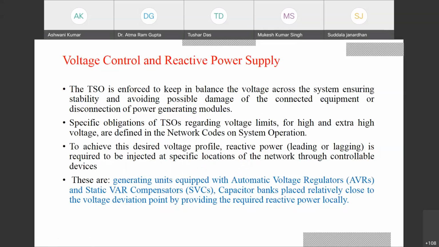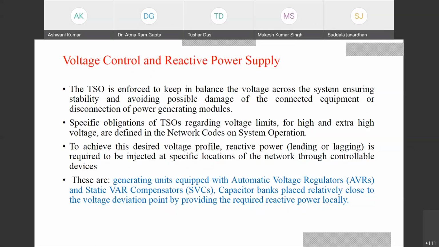Then voltage control and reactive power, I've already talked about. There are certain important components: primary voltage control, secondary voltage control, and tertiary voltage control. Primary voltage control is provided by your fast excitation system, because all of you know that we have excitation control. So excitation can operate very, very fast. Today we have electronic exciters.